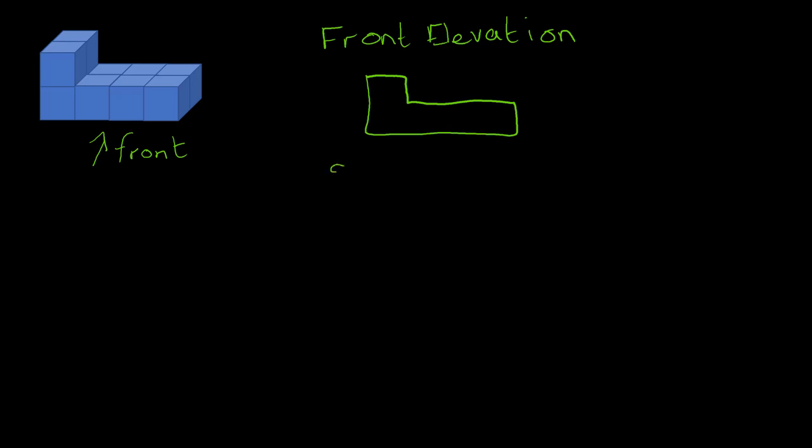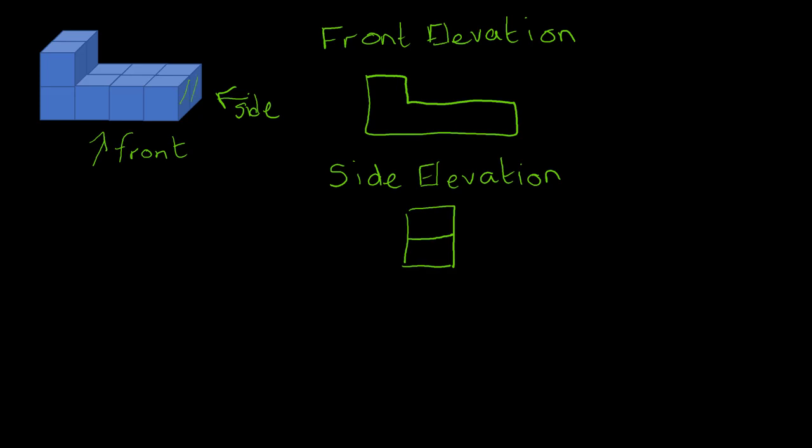So the second one we're going to look at now is the side elevation. So looking from this viewpoint will give us our side elevation. And so that's going to give us a rectangle that looks like this. And what you do is you put a line across there that shows that there is a step change in the height. But all you're actually seeing when you're looking from that direction is this end here and this bit here.